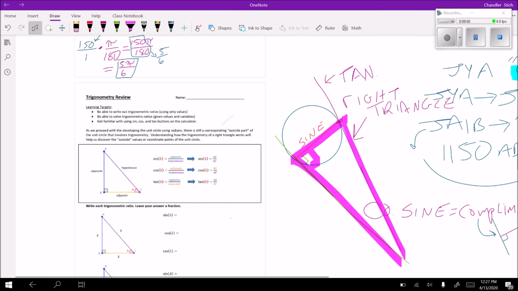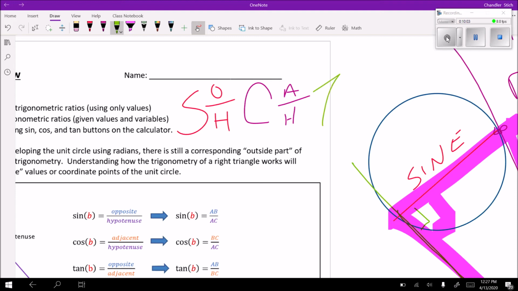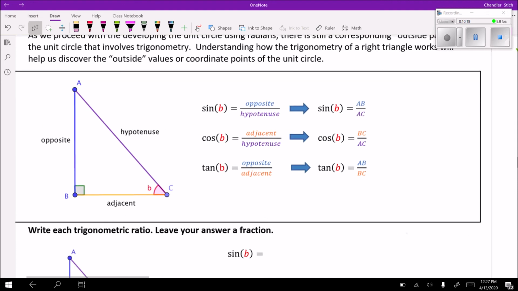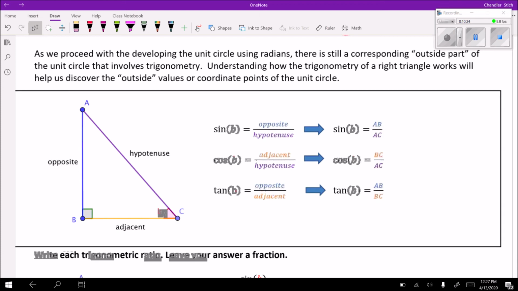Well, you may have also heard of this. SOHCAHTOA. Right, SOHCAHTOA. Sine is opposite over hypotenuse. Cosine is adjacent over hypotenuse. Tangent is opposite over adjacent. SOHCAHTOA. You see it here. Right, this should be your reference for anything that we do today, tomorrow. This should be your reference.